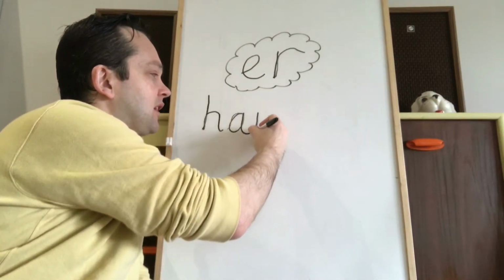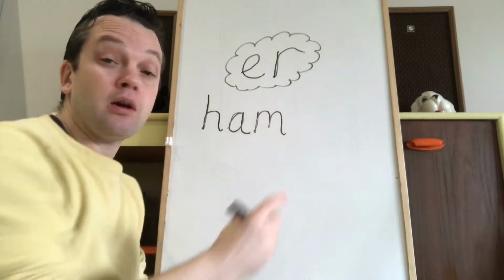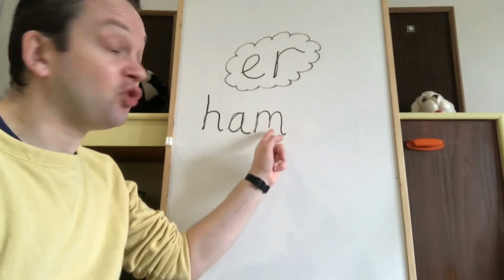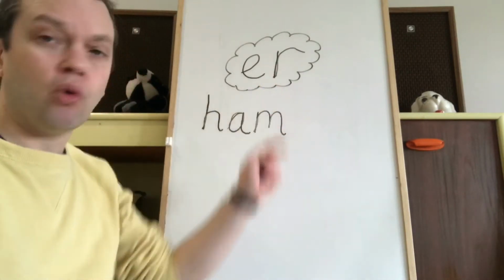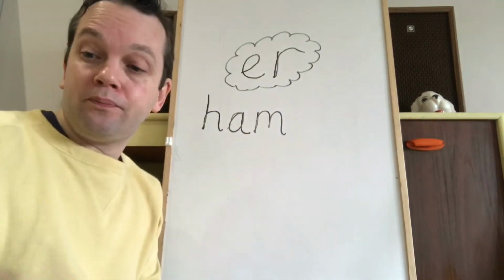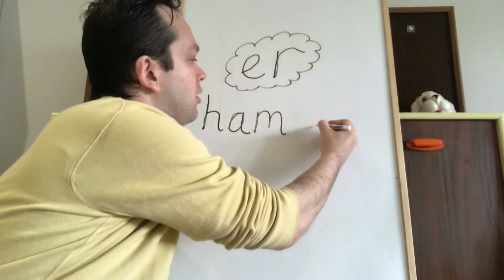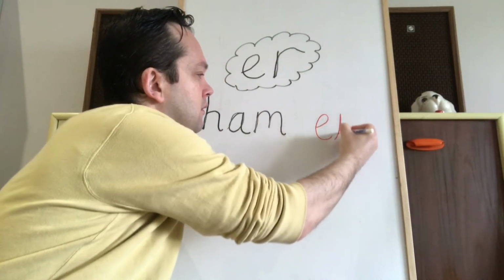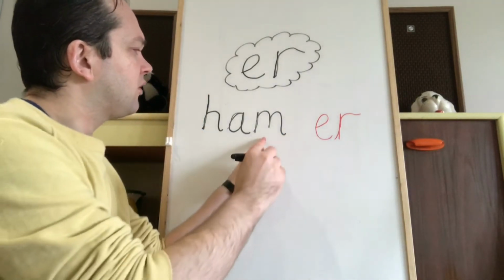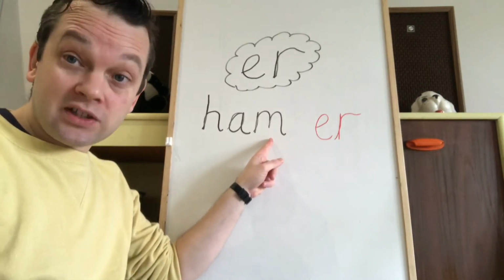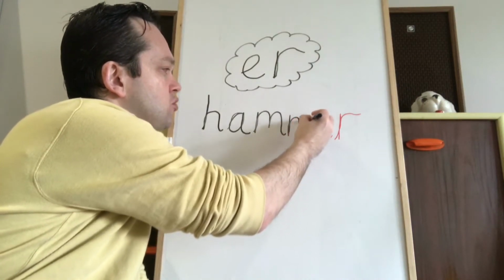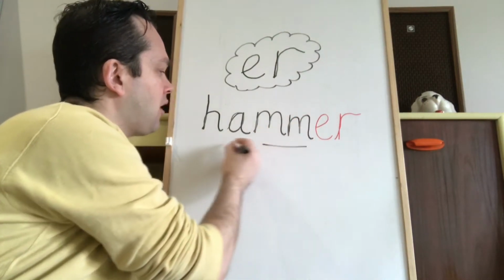Now, there's a funny thing about this word, and I will show you. When a word finishes with er, it quite often has two letters the same before the er. That's confusing. I'll show you what I mean, okay? So we've got our er on the end. Now, when the er comes at the end of a word, sometimes the letter before is repeated. So it's not one M, it's two M's.